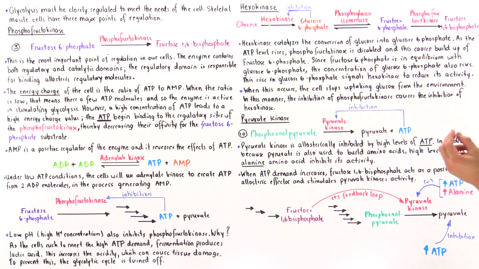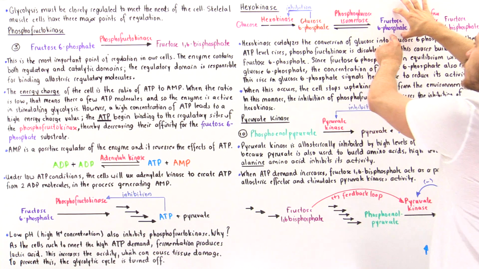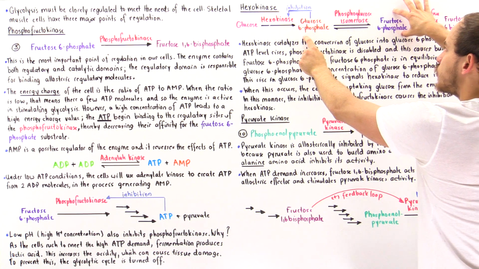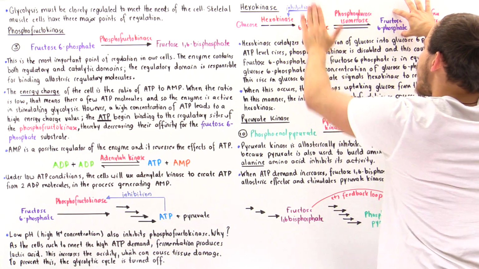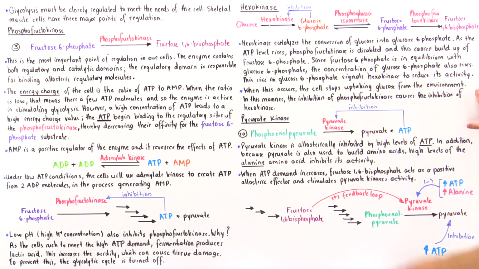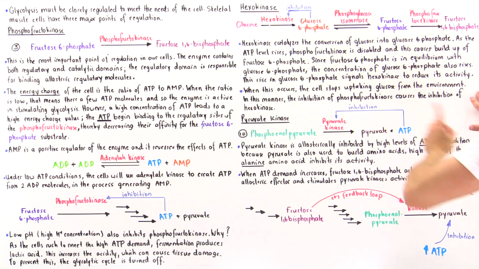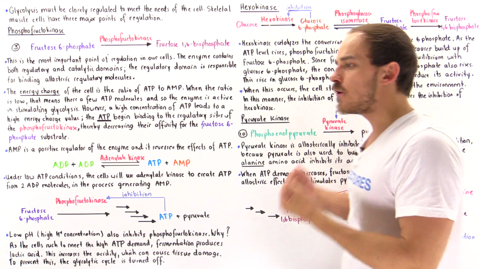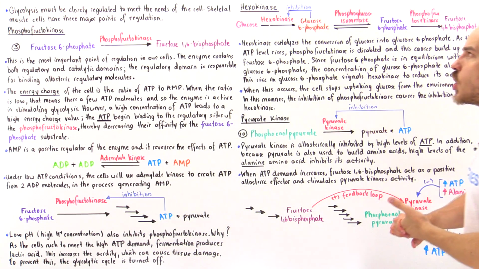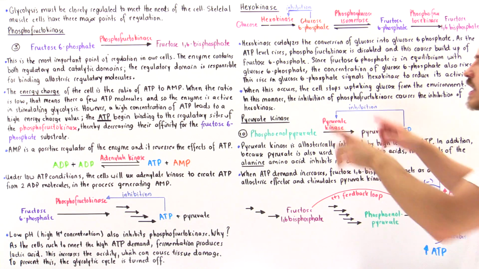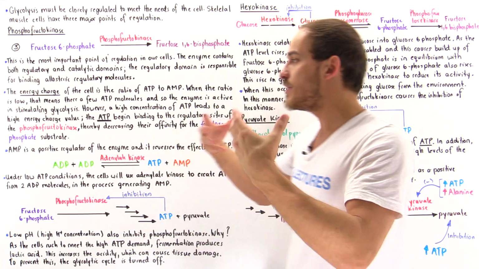And as the ATP level rises in the cell, phosphofructokinase is disabled, and this causes the buildup of the fructose 6-phosphate. And because fructose 6-phosphate is in equilibrium with glucose 6-phosphate, that causes a rise in the concentration of glucose 6-phosphate. And this rise in glucose 6-phosphate creates a negative feedback loop that essentially inhibits the activity of the hexokinase. And when this takes place, the cell essentially stops taking up the glucose from the blood, from that nearby environment. And so when the hexokinase is turned off, the glucose will remain in the blood in that surrounding environment.